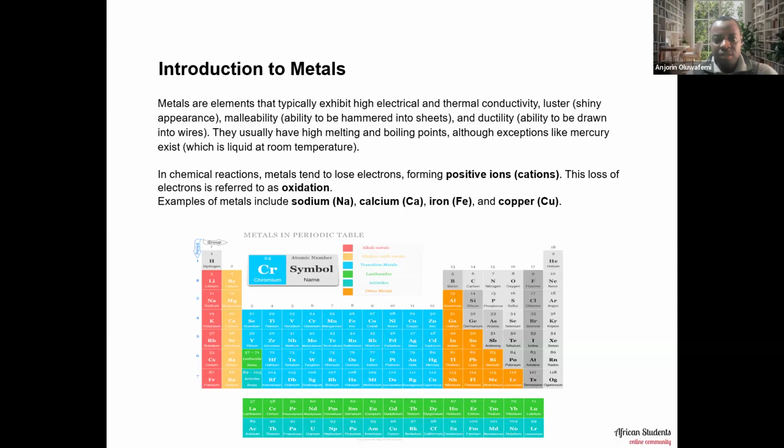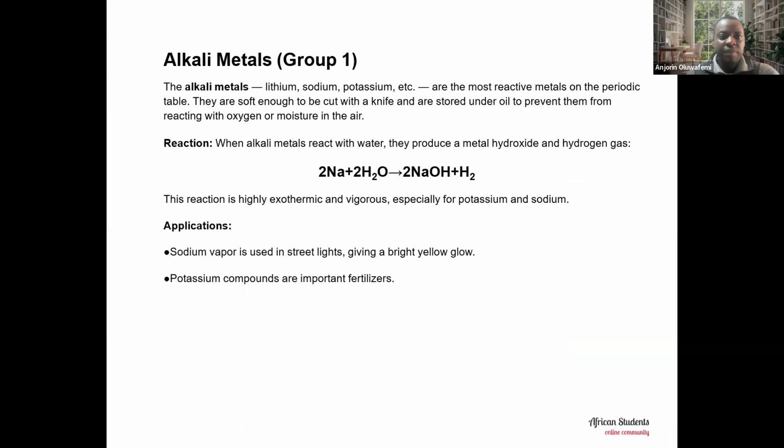So these are metals. You have the alkali metals, group 1, and the alkaline earth metals, group 2. In the mid section, you have the transition metals, and then you have all the metals colored orange on the periodic table. These are all examples of metals. We want to start by looking at the group 1 metals. We call them the alkali metals.